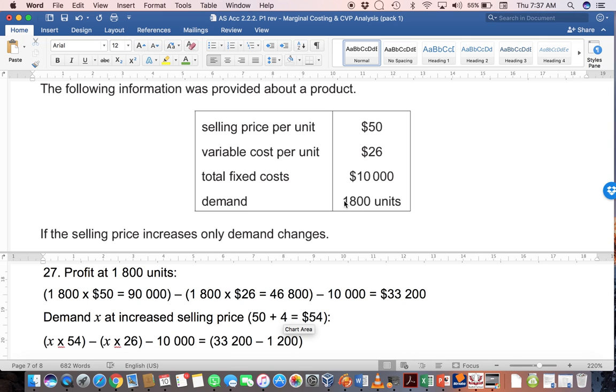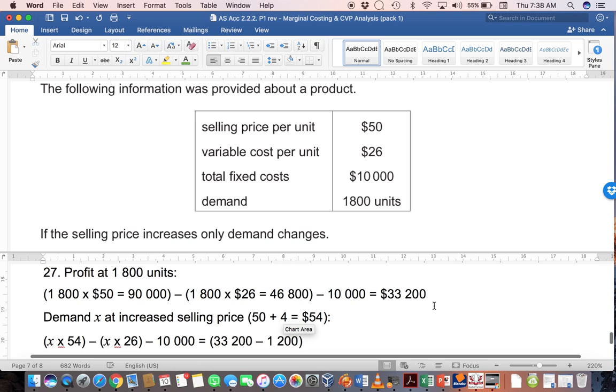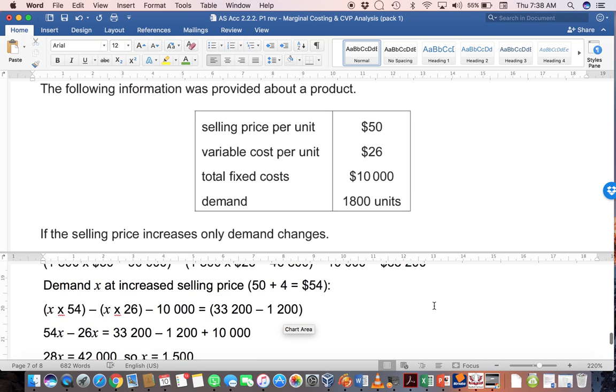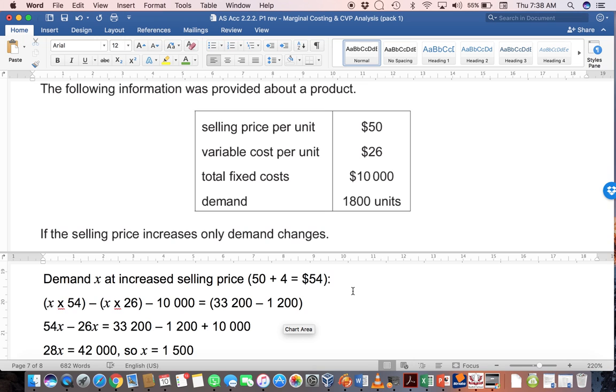We first need to work out at 1,800 units what the profit would actually have been. And you can work that out by saying 1,800 times the selling price of $50 to get a revenue of $90,000, minus your variable costs, which is 1,800 units times the $26 variable cost that was given to you, to get 46,800, minus the fixed costs of 10,000. So that is telling us that our profit at this point is $33,200.